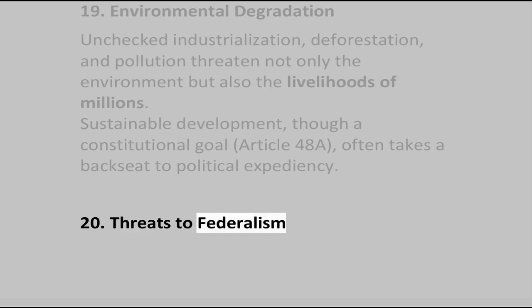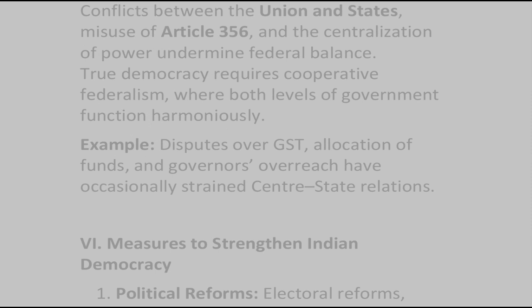20. Threats to federalism. Conflicts between the Union and states, misuse of Article 356, and the centralization of power undermine federal balance. True democracy requires cooperative federalism, where both levels of government function harmoniously. Example, disputes over GST, allocation of funds, and governors' overreach have occasionally strained center-state relations.